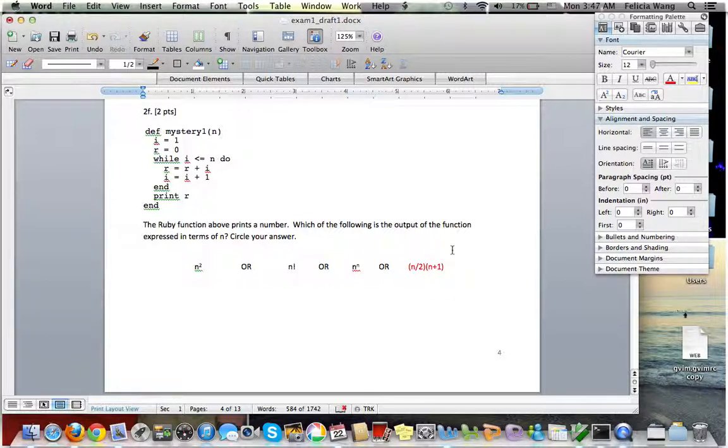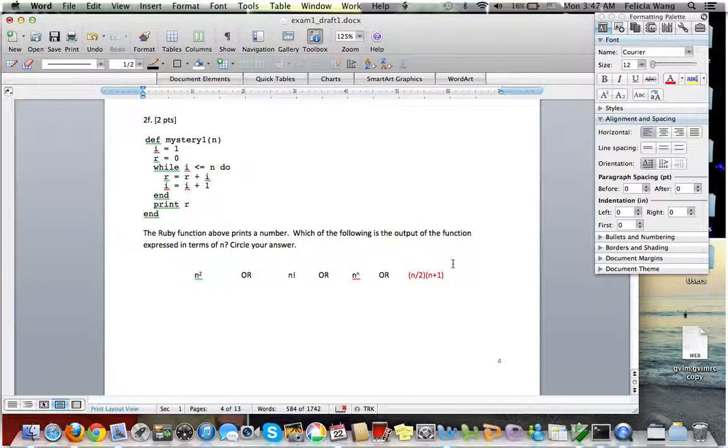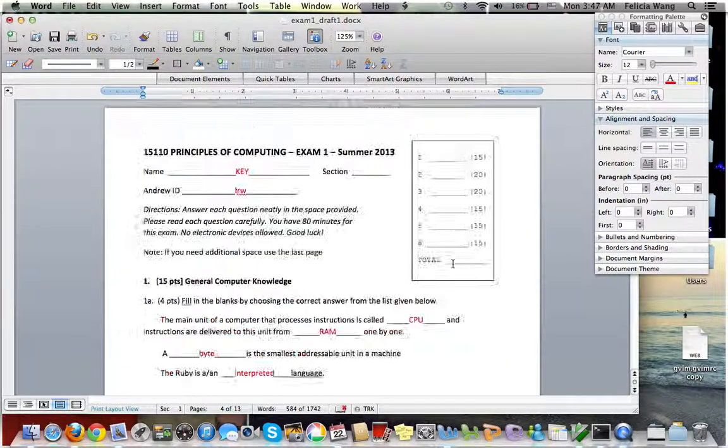We talked about that in class. So if we had like 100, if we were to plug that in, it'd be 50 because 100 divided by 2, and then times n plus 1. So this is the expression for the sum of all the numbers between 1 and n. Alright, so that's pretty much it for this part.